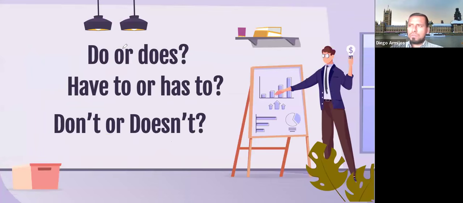You sometimes may be wondering when to use do and when to use does, when to use have to, when to use has to, when to use don't, or when to use doesn't, okay? Some of them are auxiliaries to make questions, some of them are auxiliaries to make a negative sentence, and some of them are for making affirmative sentences. They are verbs, okay? So let's go. I'm going to explain to you each one of them in a bit. So here we go.